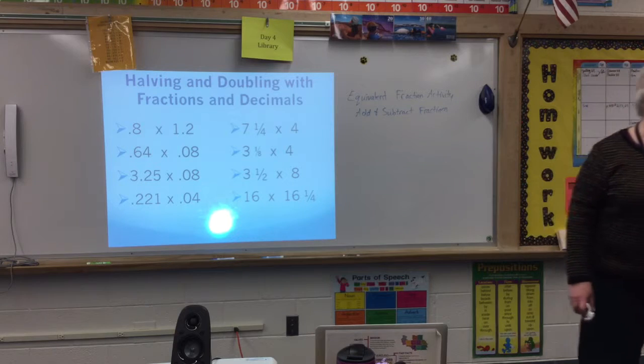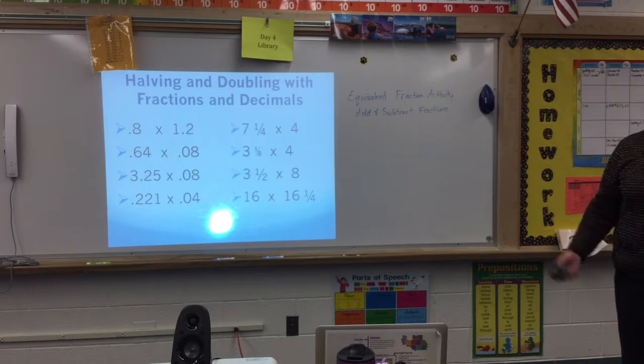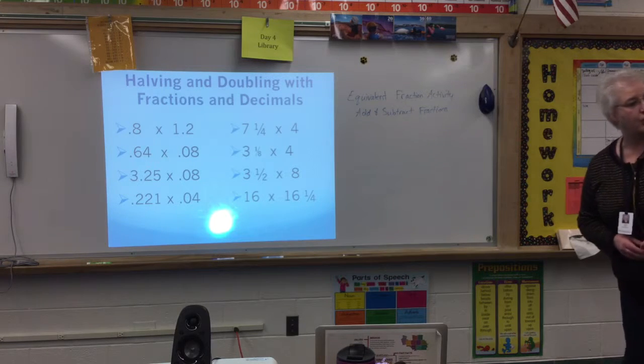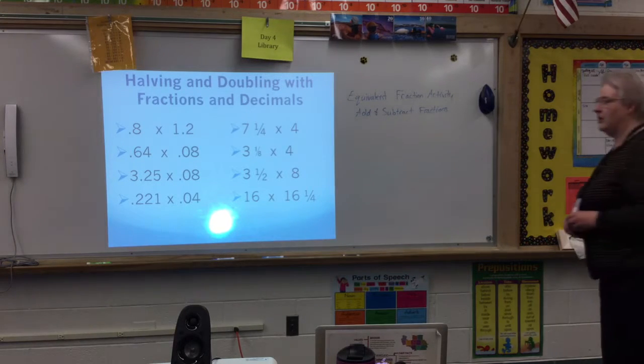These are my favorite. Students don't really use halving and doubling. It wasn't a strategy that most textbooks used. So if you're thinking 8/10 times 1 and 2/10, what might be an easy way for a number to be halved and a number to be doubled? What makes sense to you? What would you do with this first one?